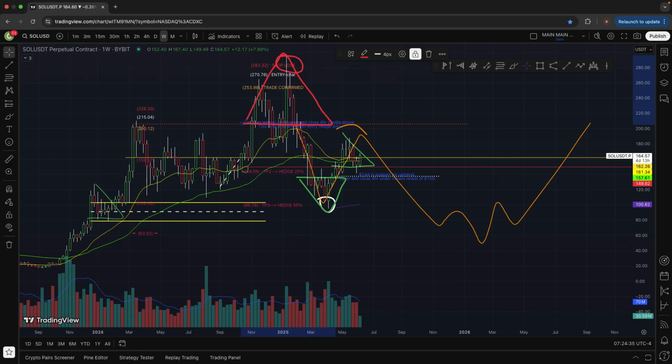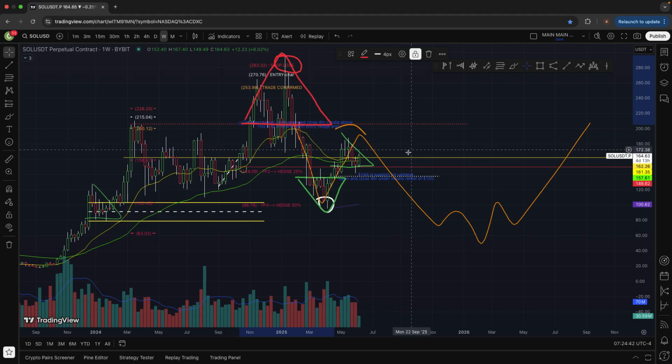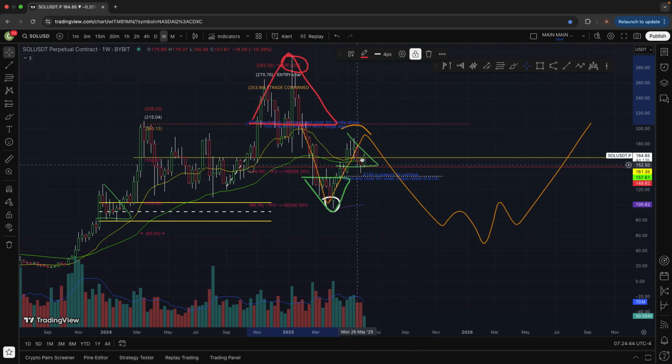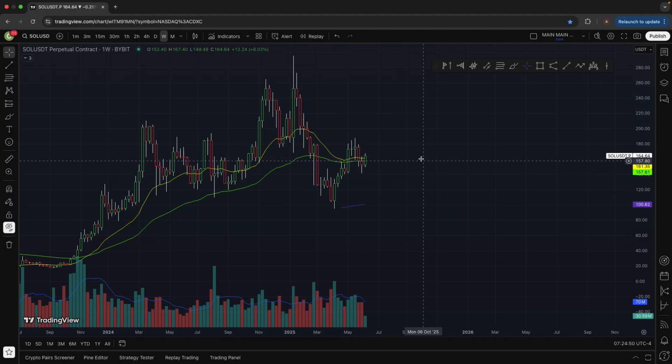50 bucks is not a big deal for Solana. I've seen it move like $10 in a day, right? $10, $20 in a day. So, you know, don't go crazy high on leverage so you don't get wrecked. All right. That's what I have for you guys on the weekly time frame.